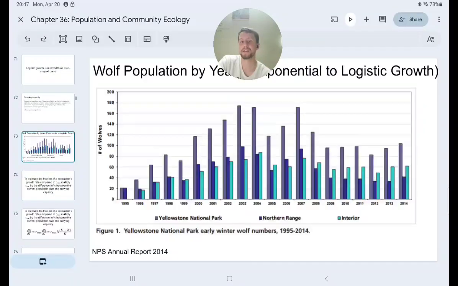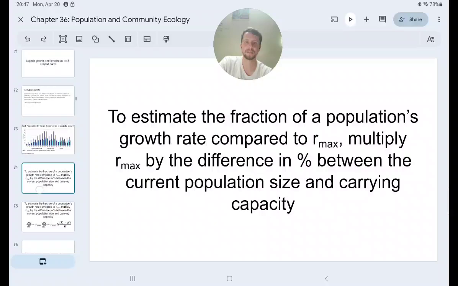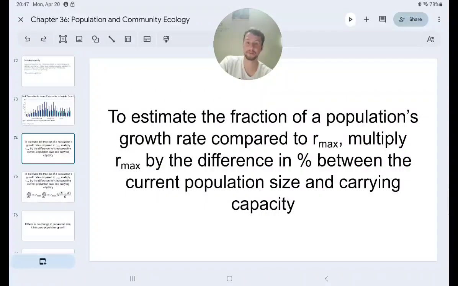Whereas once the population gets to carrying capacity, there's not going to be growth. If it's 100 out of 100, that means there's a 0% difference between them, and therefore the growth rate is going to be 0, right? It's not going to be anything because they're already at carrying capacity. That doesn't mean there aren't animals that are born and die, but the effective growth rate is 0.